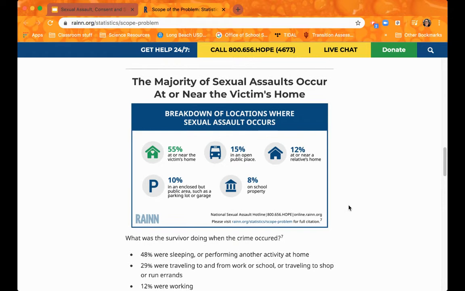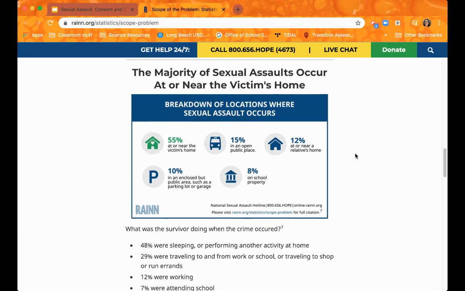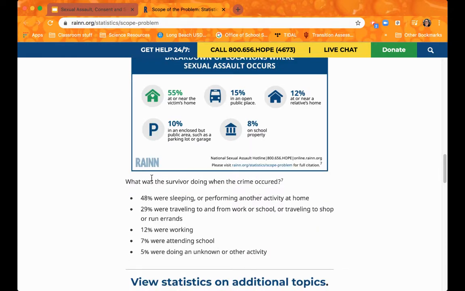And this is now talking about where this is occurring. So 55% of sexual assault occurs at the victim's home. That's a high percentage. A lot of sexual assault happens at home. That means it's happening by people that we know. 15% happen in an open public space. 12% happen at or near a relative's home. 10% happen in an enclosed but public area such as a parking lot or a garage. And 8% happen on school property.